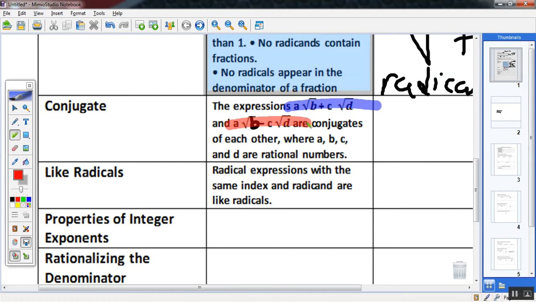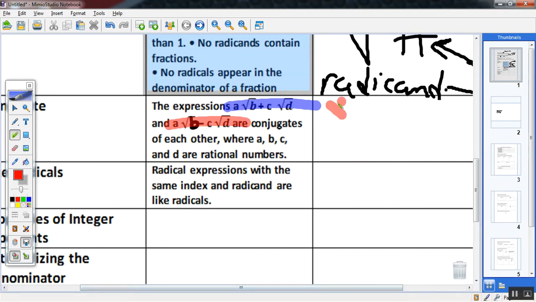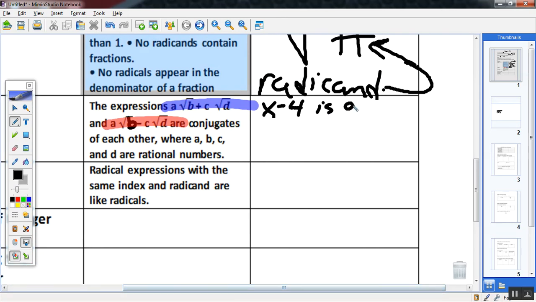So I might say x minus 4 is a conjugate of what? X minus 4 is a, what's the word? X minus 4 is a conjugate of what? There you go. It's the same exact terms. You just change the subtraction sign to addition, or addition to what? Okay. Are we okay with that?